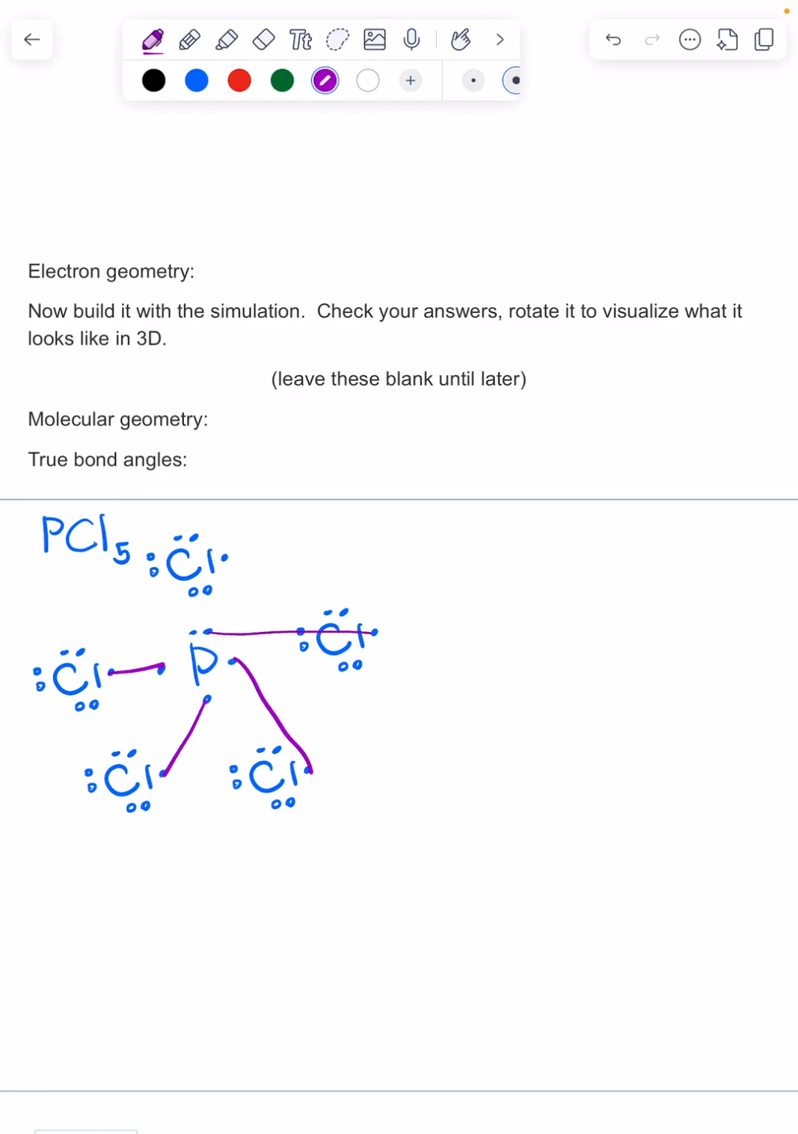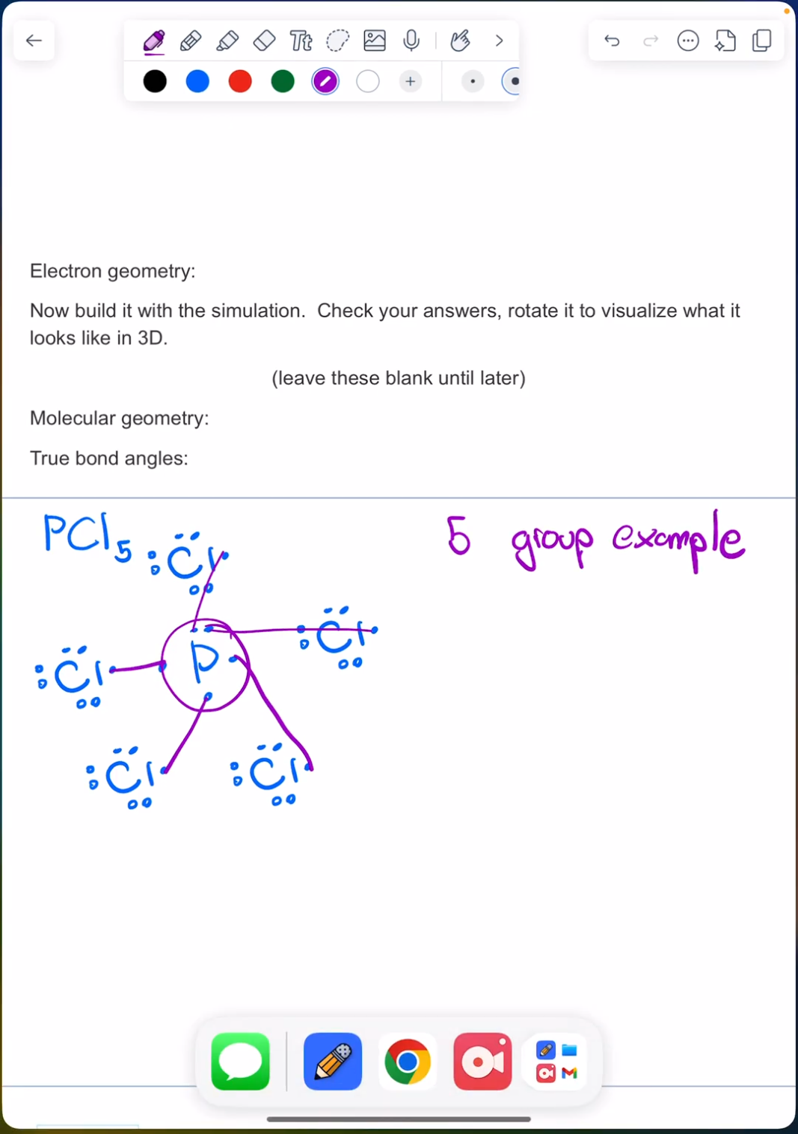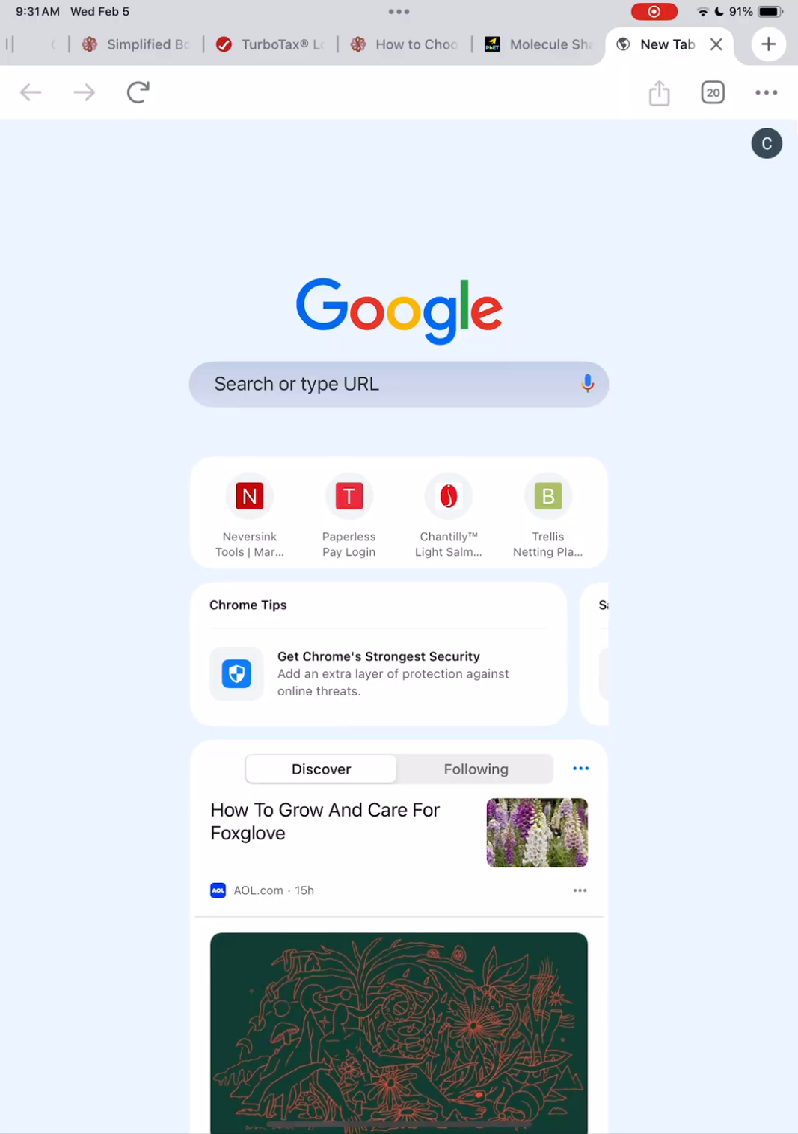Okay, so we do have to go ahead and split up that lone pair in order to get all those chlorines to bond. So we've got phosphorus now with 5 groups surrounding it. So this is our 5-group example. Okay, so let's go ahead and go to the model.